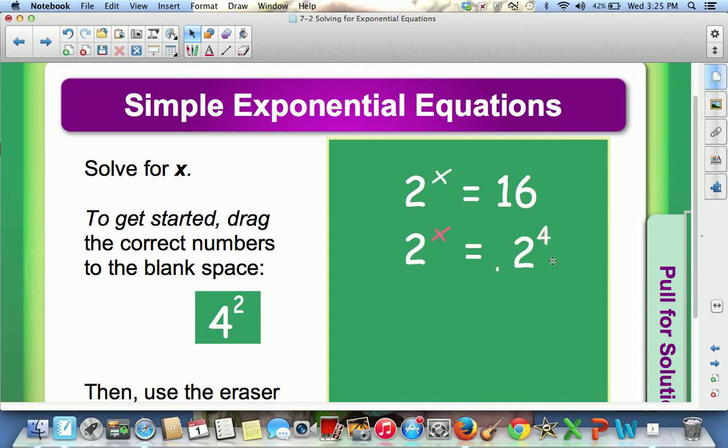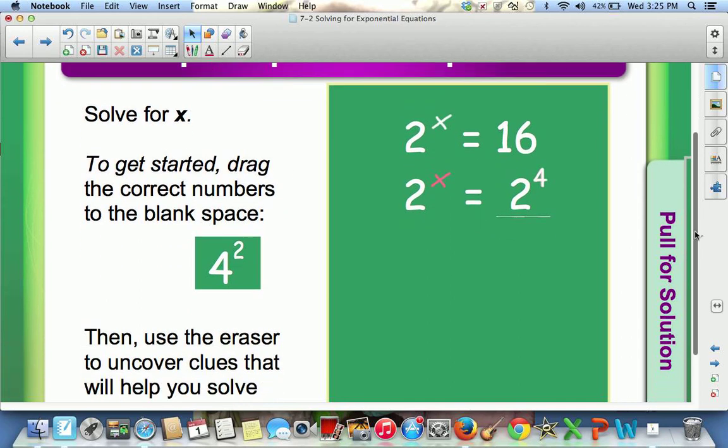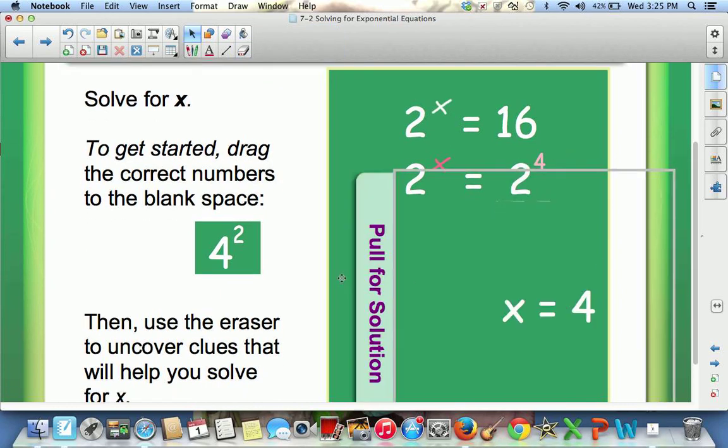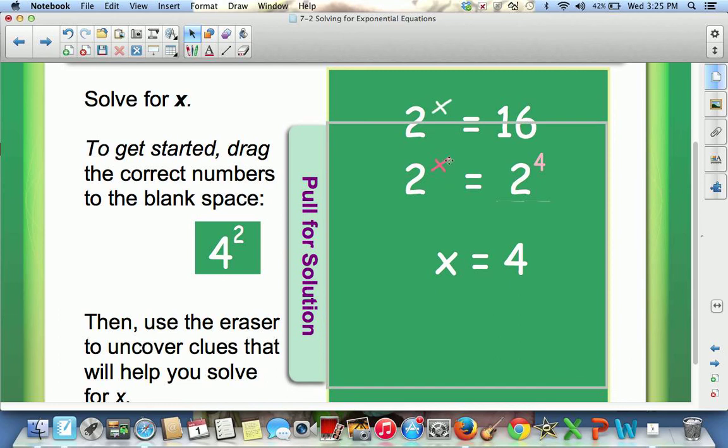Right, it's going to be 2 to the 4th, because now they're the same base. When you have the same base, you can set the exponents equal to each other. So if I were to erase here, this would be 4. Then our answer is going to be x equals 4. I can just get rid of the bases and set the exponents equal to each other when the bases are the same. So that's what we'll be doing.